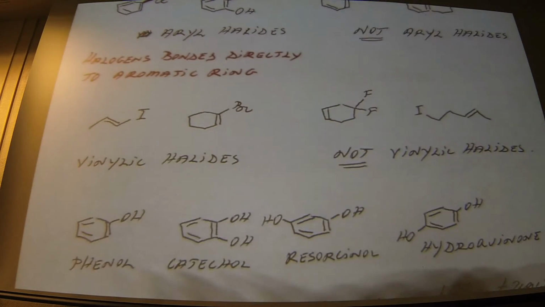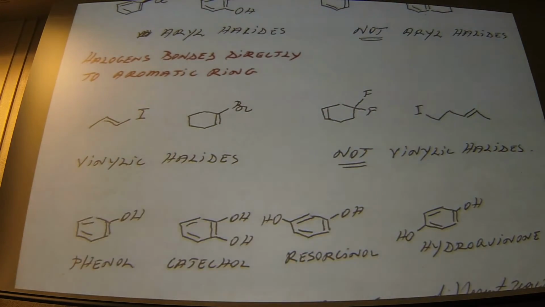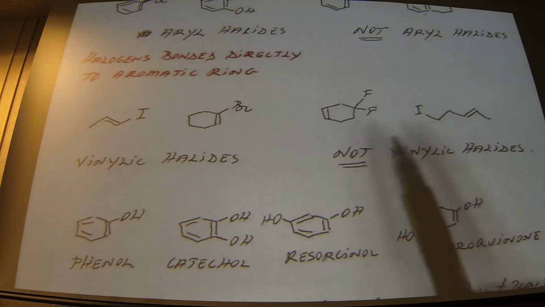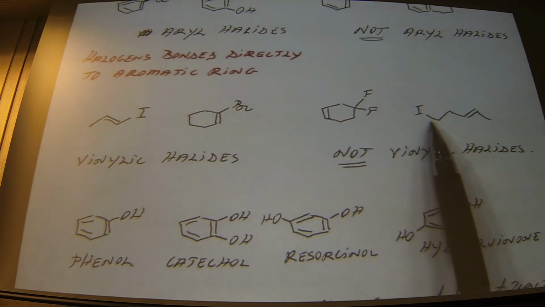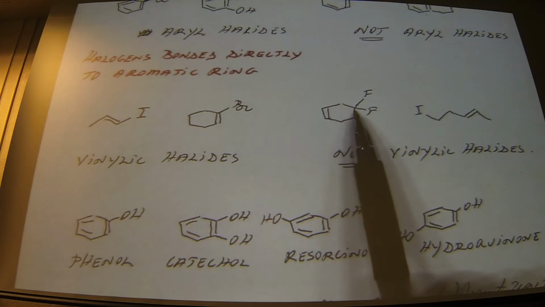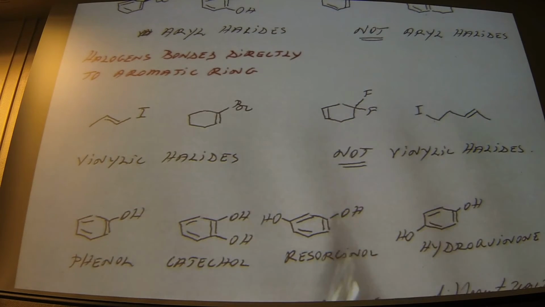Same thing for vinylic halides. When we say a vinylic halide, we're talking about a halide where the halogen is bonded to the sp2 hybridized carbon atom, not a compound that has a double bond and a halogen, but the halogen is bonded maybe to an sp3 carbon atom, as it is in these two. These two molecules have double bonds, they have halogens, but the halogen is bonded to an sp3 carbon atom.